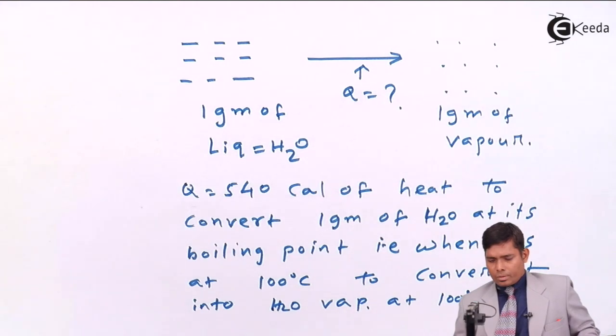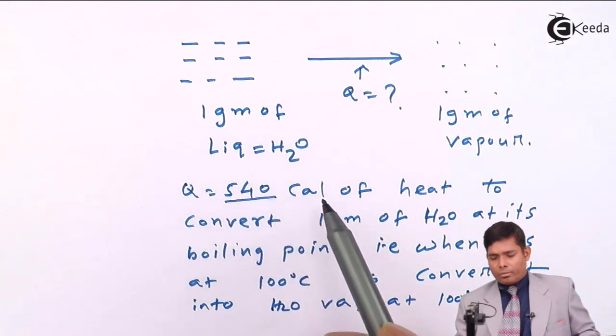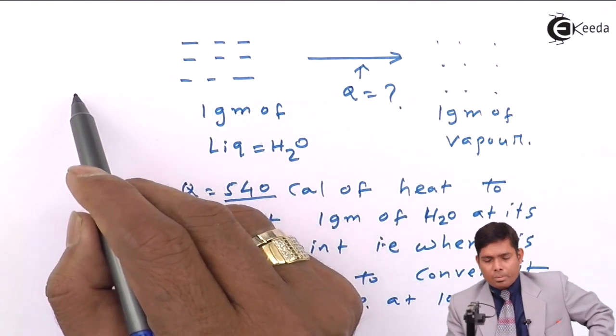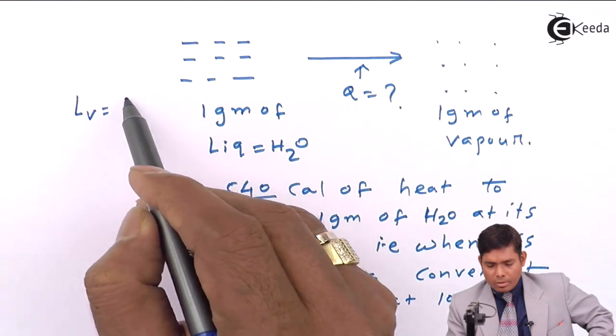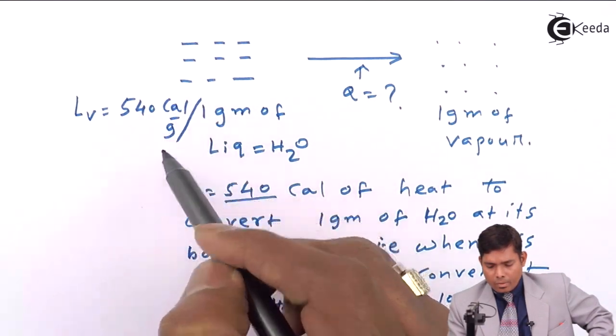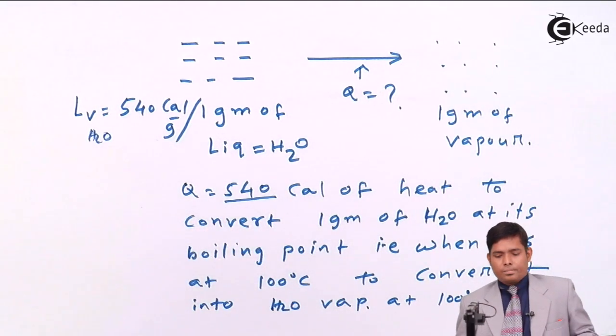So that is the meaning of latent heat. This is the latent heat of vaporization of water, which is 540 calorie. And therefore, the latent heat is 540 calorie per gram. In terms of a unit, it is 540 calorie per gram. This is for water.